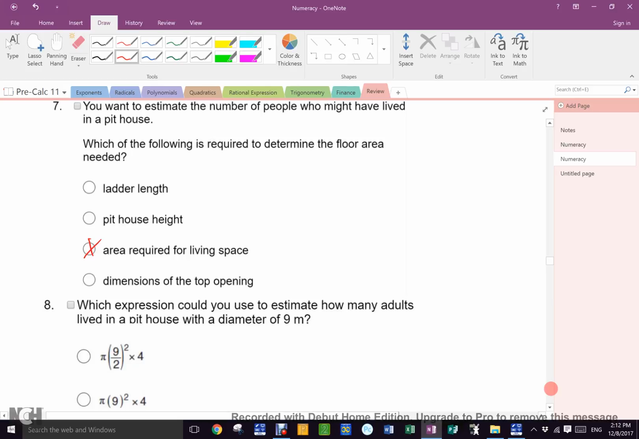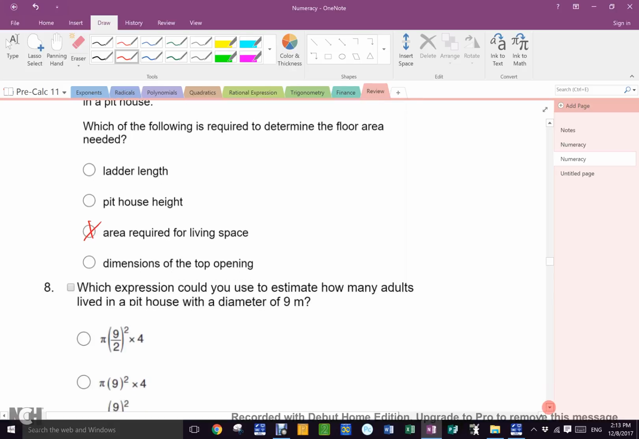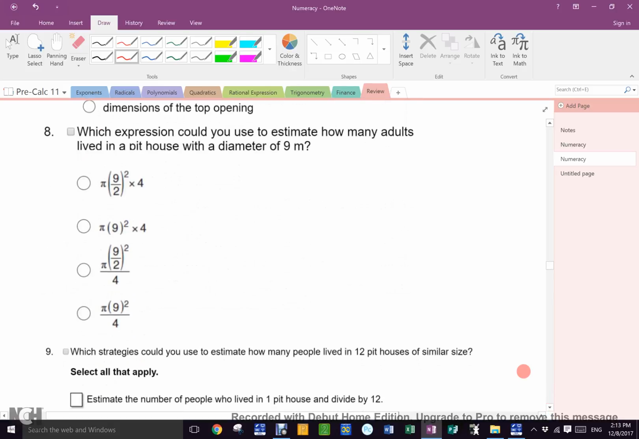If the pit house is shorter than me, can I crouch? So does the height matter? No. Does the top opening matter? If it's really tiny and I have to wiggle my way out, can I still get out? Top opening doesn't matter. Okay? All right, next question. Much consternation from other classes. What do I have to do to figure it out?